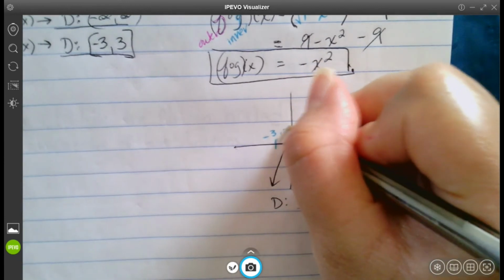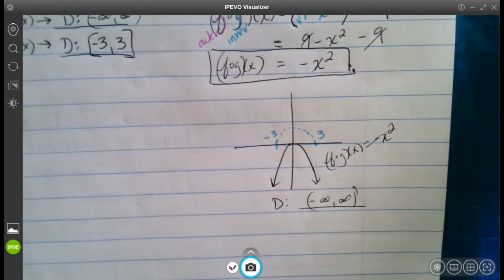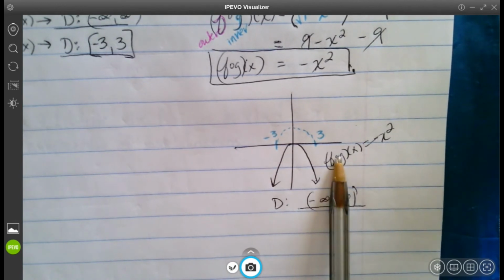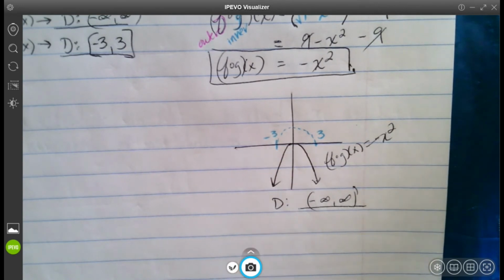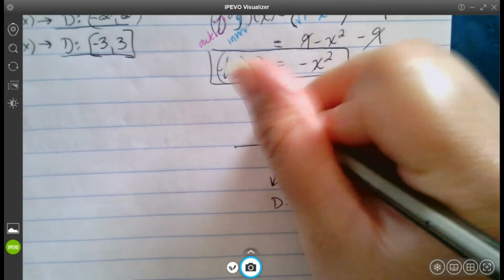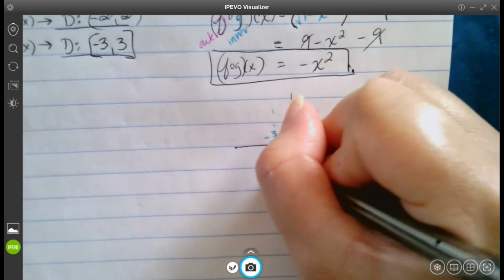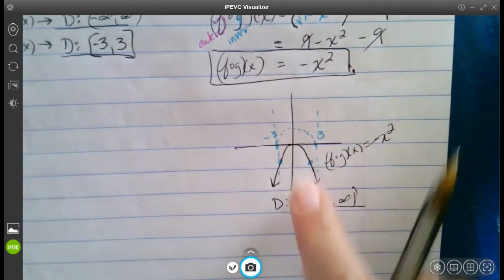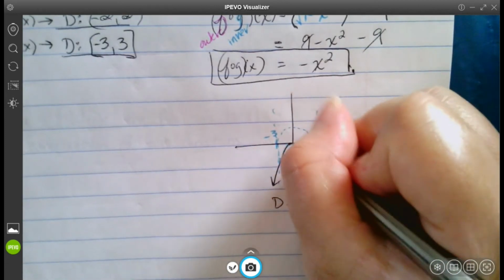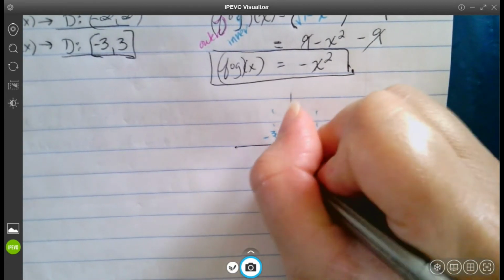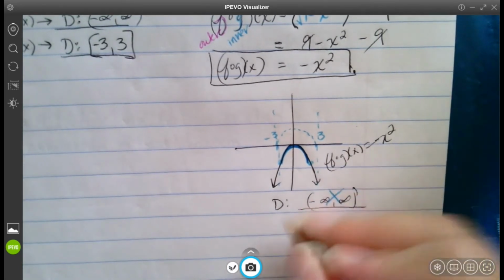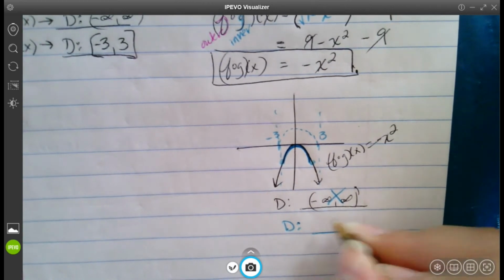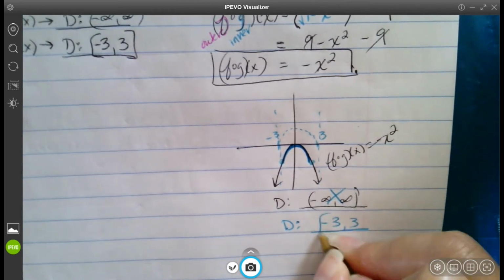Remember, g of x was this one. So how is it that this guy can exist everywhere if one of its components only exists in the little part right here? It's not possible. So that means that we are restricted by the domain of g of x in this case. So our domain would actually just be this piece right here between negative 3 and 3.